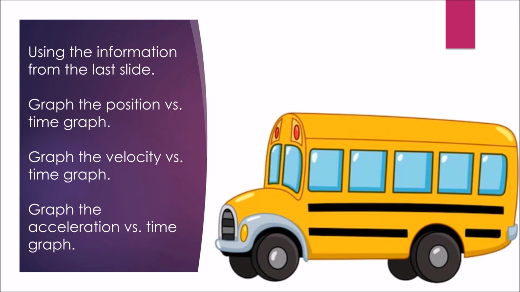Again, let's do our expectations for the graphs. Since the object is slowing down, we would expect the line on a position versus time graph to show that it is still getting away from the origin, but is slowing down. So we'd expect the line to flatten out.